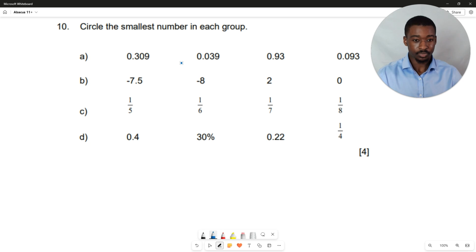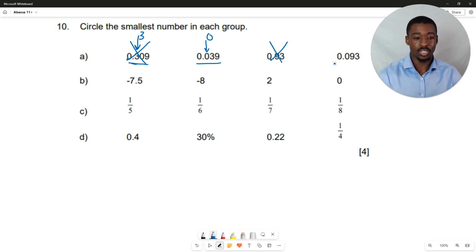So let's start with A. Well, straight away, we know to look at the tenths column, right? Because this number here, 0.309, is going to be bigger than this number here, 0.039, because in the tenths column we have 3, and here in the tenths column we have 0. So using this understanding, we can already disqualify this number here. And also we can disqualify 0.93.